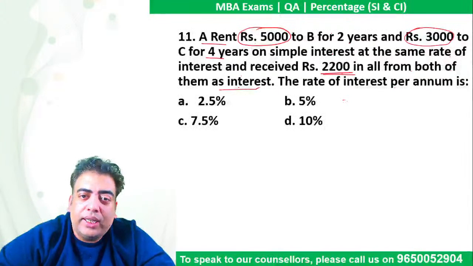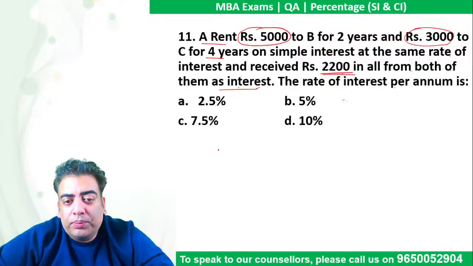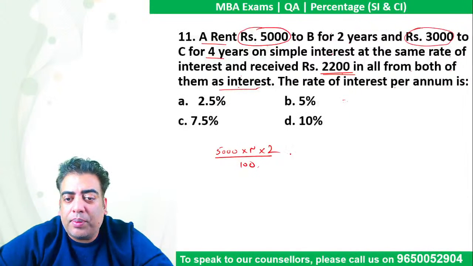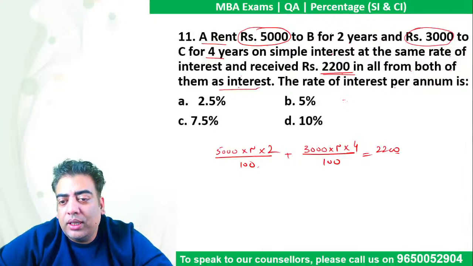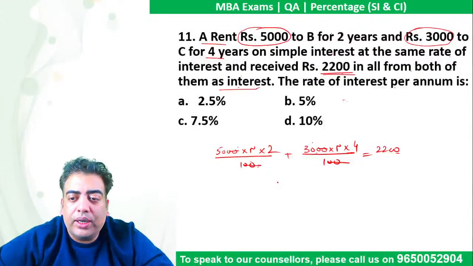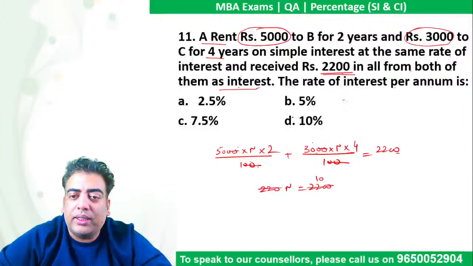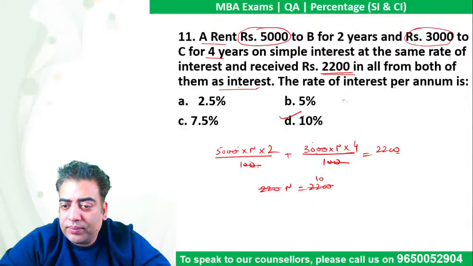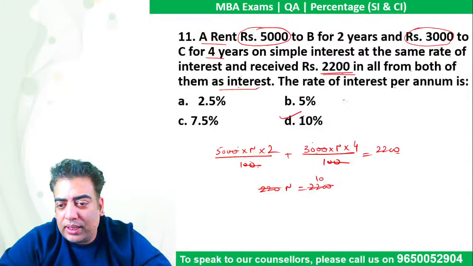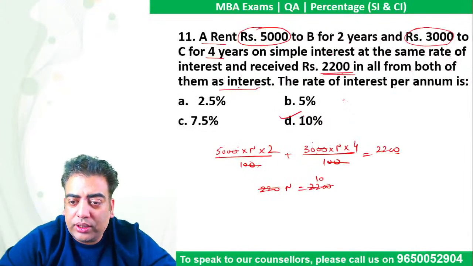Very good. So here it is. On 5,000 at R% for 2 years, the interest will be this value, PRT upon 100. On 3,000 at R% for 4 years, this will be the interest, which equals 2,200. So the 2 zeros get cancelled out here and here. So 50 into 2 is 100 and 30 into 4 is 120. 100 and 120 add up to 220R, which is 2,200. So 220 gets cancelled out by 10. So R comes out to be 10%. Aditya, not 7.5, but it's 10. Right Chetak, right Suraj, right Manas.